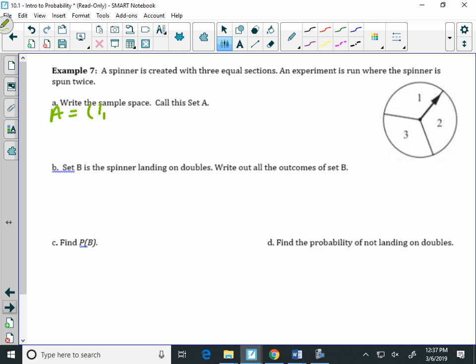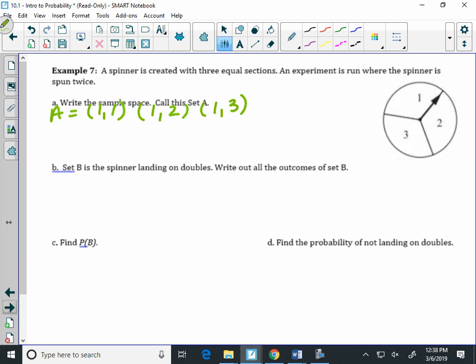On the second spin, the spinner can land on a 1 again. So one possible outcome is getting a 1 on the first spin and a 1 on the second spin. That's one outcome. Then I'm going to repeat that pattern with getting a 1 on my first spin. What could I get on my second spin? A 2. I can get a 1 on my first spin. What could we get on my second spin? A 3.